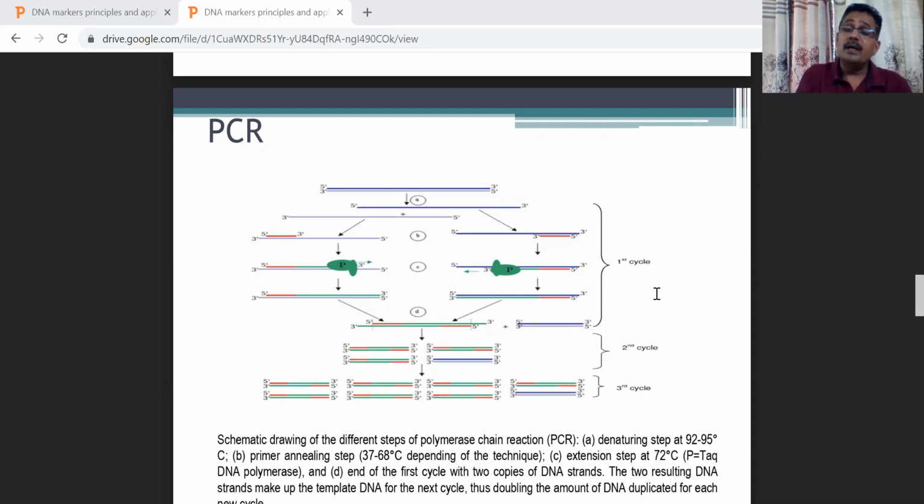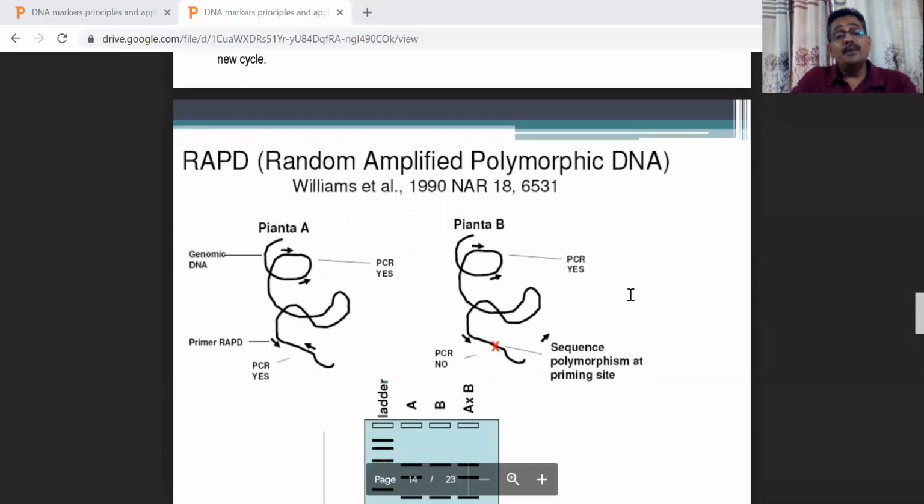If you start the experiment on Monday, you will get the results on Saturday. Now if you go for a PCR-based marker, you get the results within 3 hours. So that's why people started shifting to PCR-based markers. Coming to the PCR-based markers, the first marker that came into the picture is the RAPD marker, random amplified polymorphic DNA.